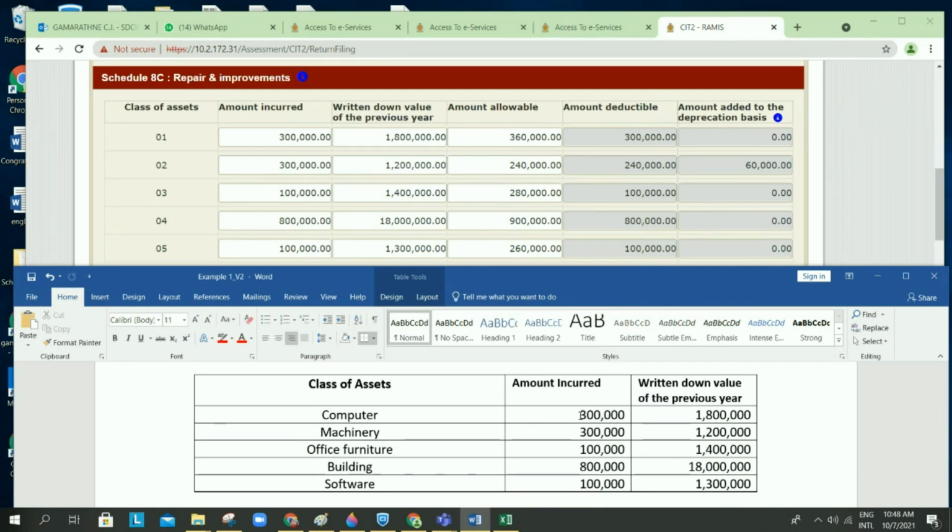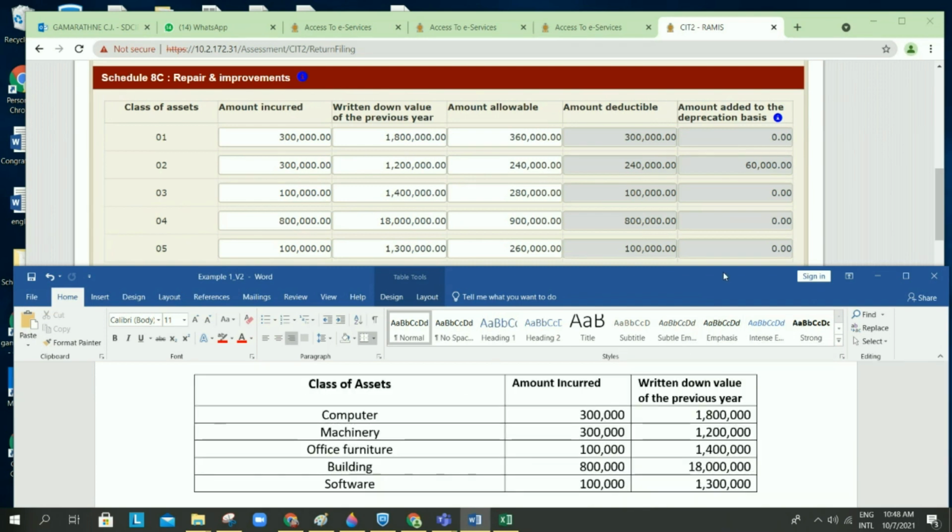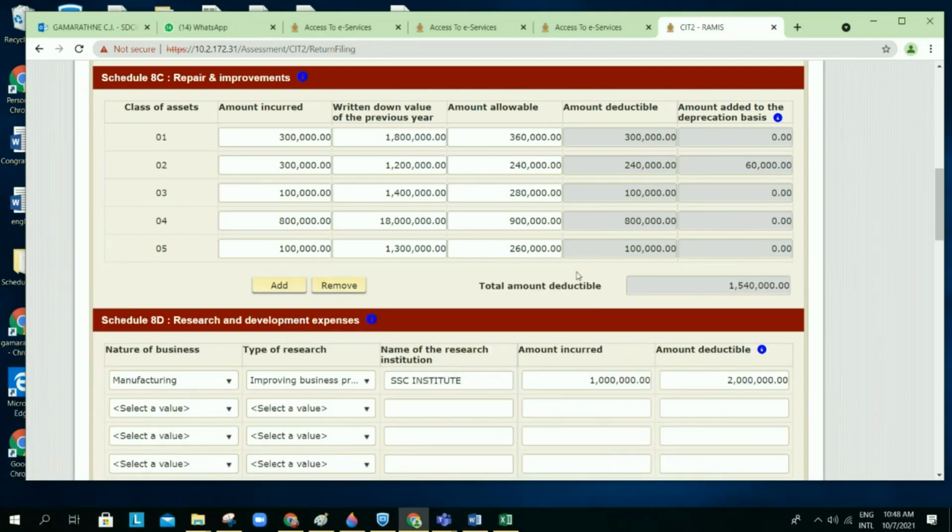I think you may know the rules, right? Based on this previous year end depreciable value or written down value, for the class 4 asset, you have to limit to 5%. For other assets, you have to limit to 20%, right? By applying this rule, we identify the allowable value, right? Allowable value. Then after comparing the amount incurred and the allowable value, we can decide the amount deductible.